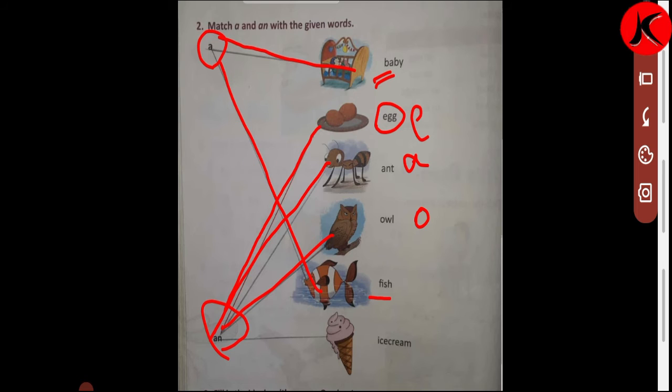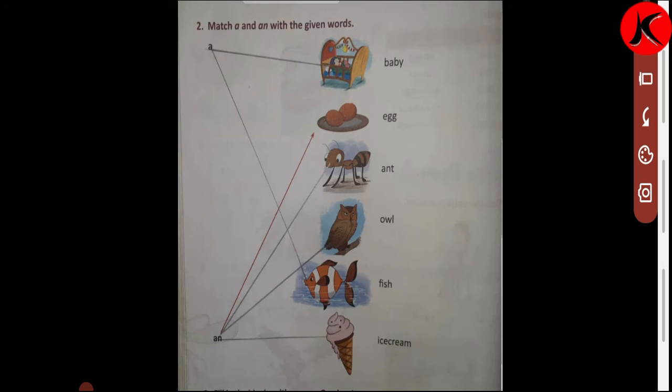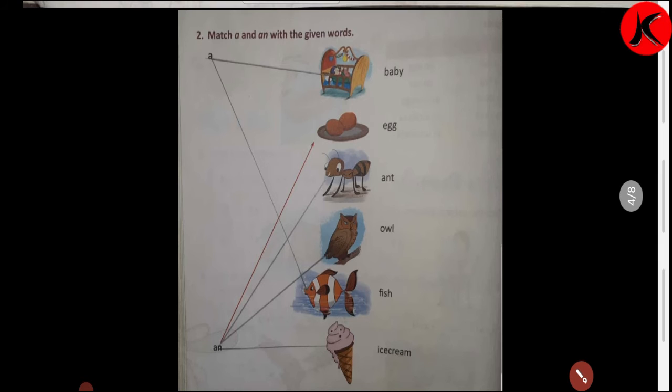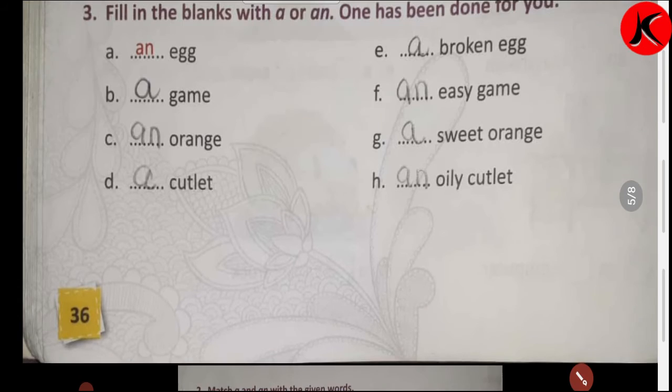Then last is ice cream. So an ice cream. Why? Because it is a vowel. A, E, I, O is there. We'll say again: a baby, an egg, an ant, an owl, a fish, and an ice cream. I hope you have understood this matching. We'll go to the next page.